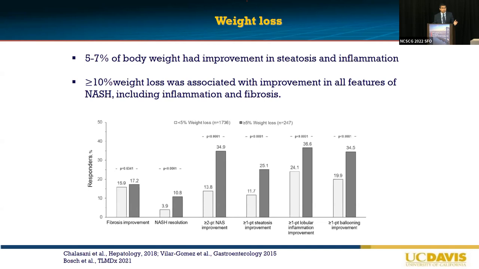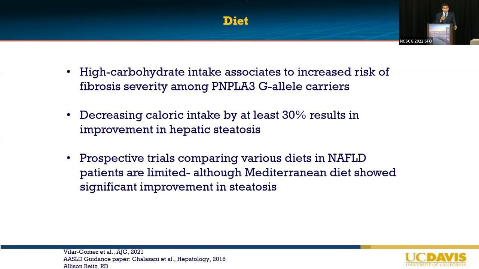Diet, high carbohydrate diet intake in the recent data showed it associated with increases for fibrosis severity, especially in the PNPLA3 G allele carriers. Decreasing the caloric intake by at least 30% results in improvement of hepatic steatosis. But we need prospective trials comparing various diets in NAFL patients, which are limited at this time. Although the Mediterranean diet, as we all know, has been shown to have significant improvement in steatosis. So that's something you can definitely recommend to your patients.